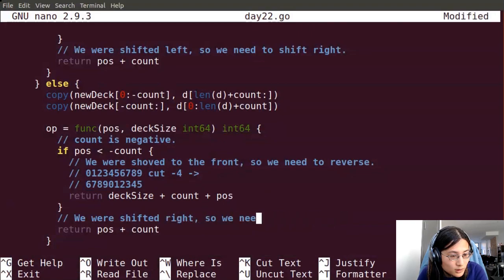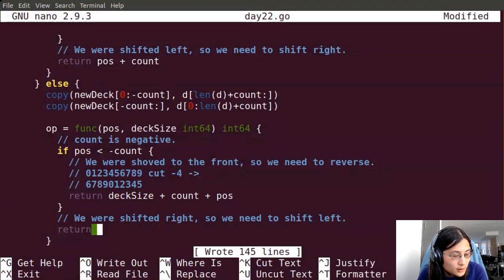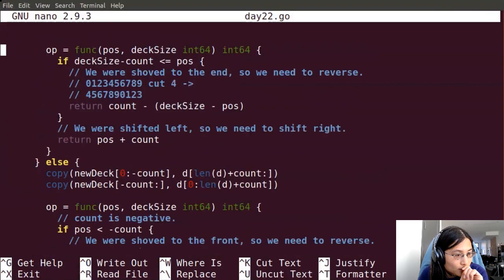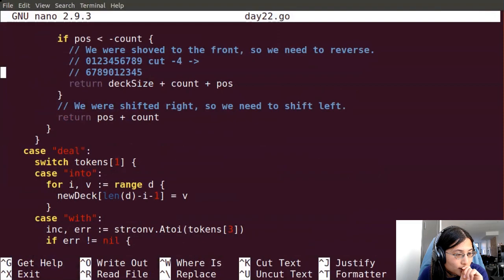Right, so we need... Okay, in this case, it's just, is that correct? So in that case, if I am here, in the case of 4, that just means 4 to the left. Yep, that's fine. Okay. Count minus deck size plus plus. That's funny. Okay.